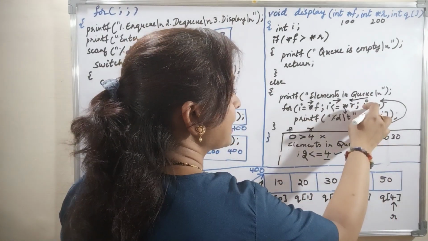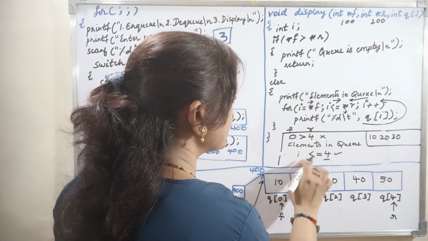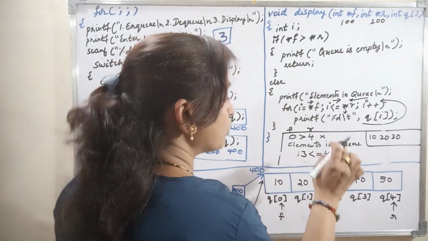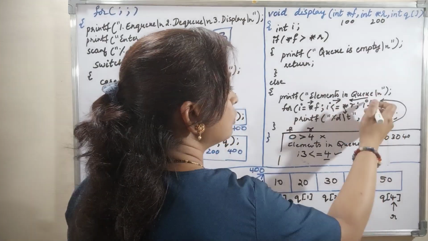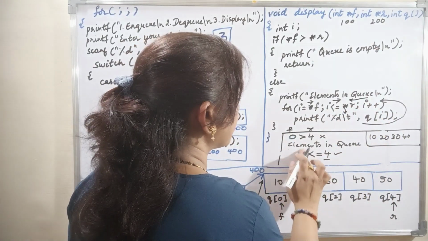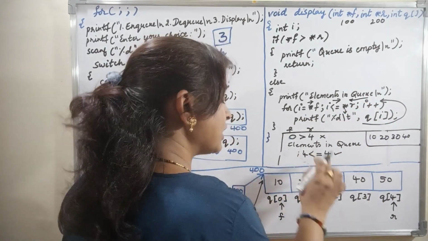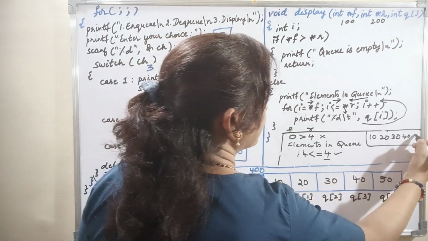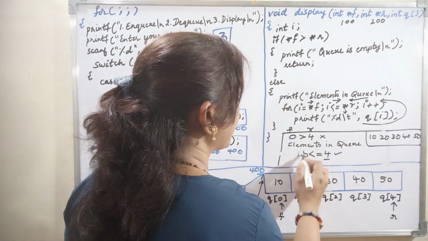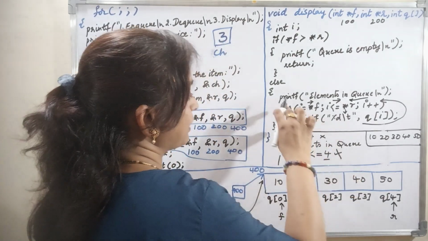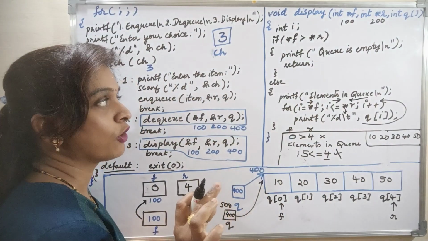Then again loop back, I gets increased. It becomes 3. 3 less than or equal to 4, yes. Condition true, print q of 3. It is 40. Again loop back, I plus plus, it becomes 4. 4 less than or equal to 4, yes. Condition satisfied, print q of 4, which is 50. Then again loop back, it becomes 5. 5 less than or equal to 4. Condition not satisfied. Come out of the for loop.